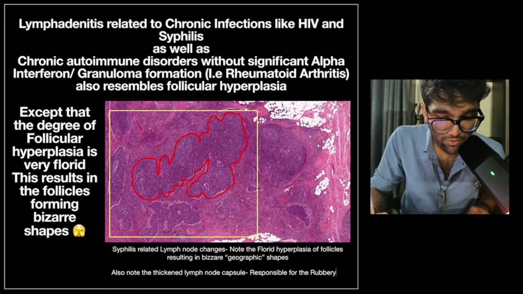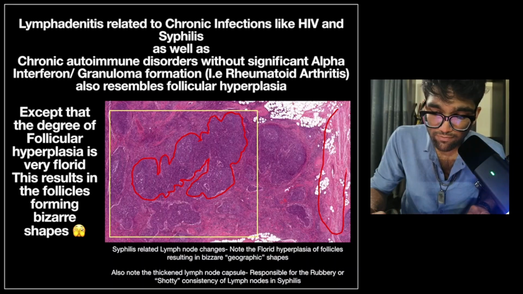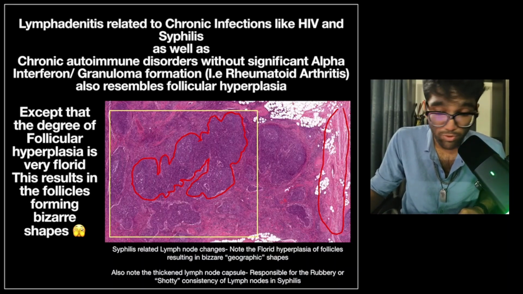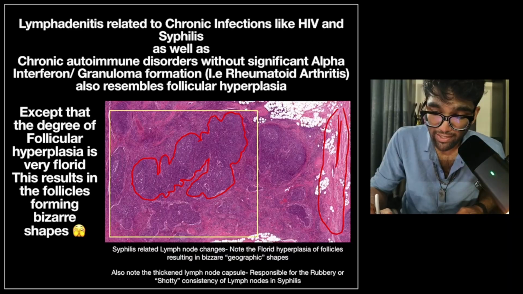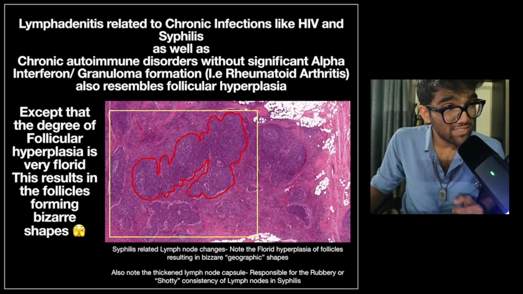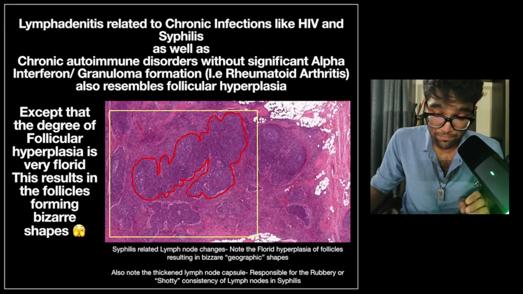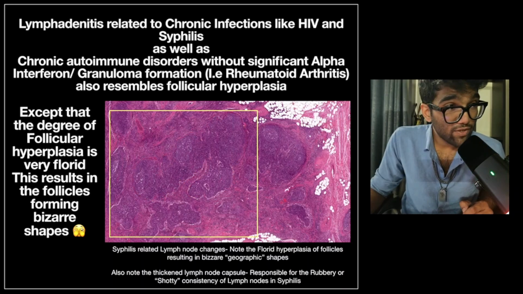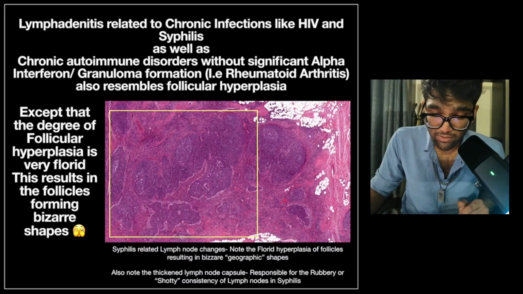Also, on this side, you can notice that there is a little bit of thickening of the capsule. Normally, the capsule is just a single line, it's not so prominent. You can see multiple parallel lines forming a thickened capsule. So, that thickening is what gives its rubbery, quote unquote, consistency, and that is why we call the lymph nodes in syphilis choppy. But you could get similar changes in other conditions, particularly rheumatoid arthritis as well.